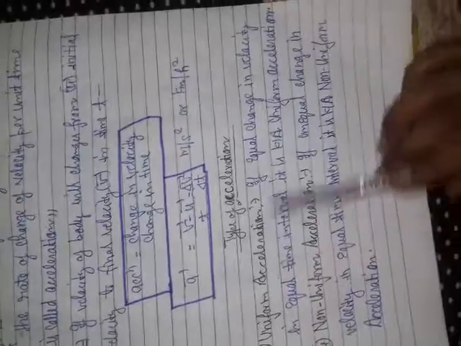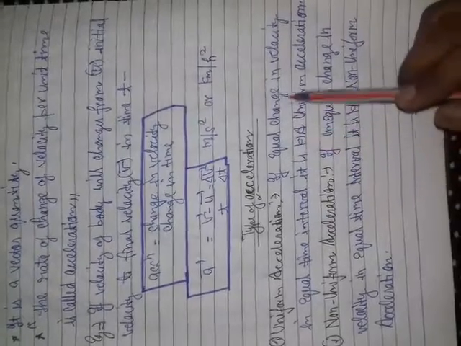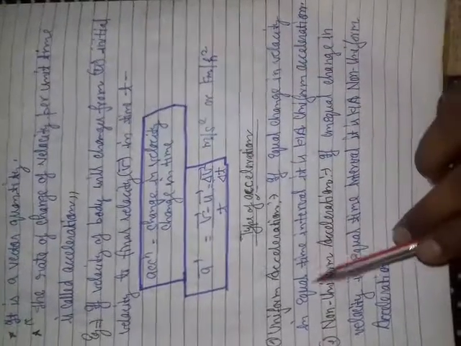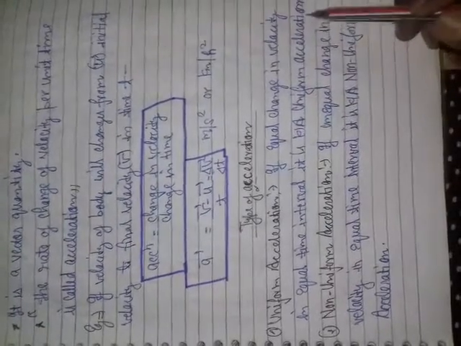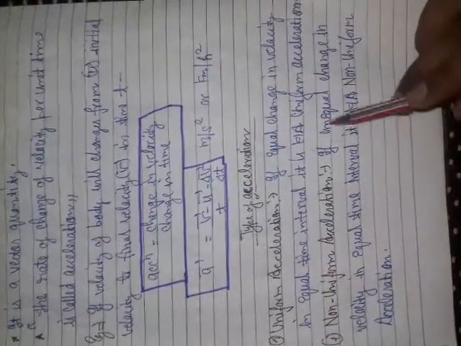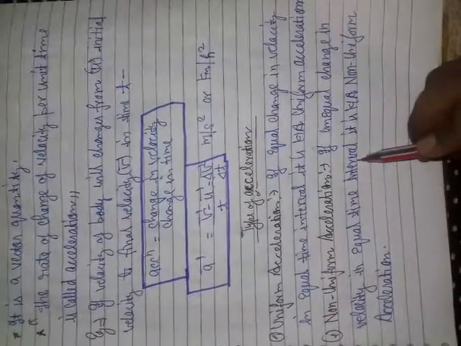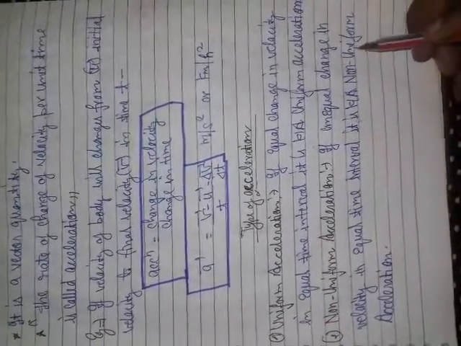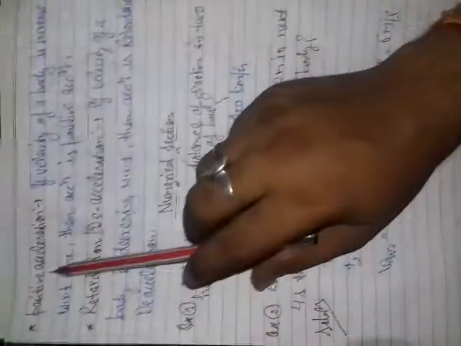For uniform acceleration, if there is an equal change in velocity in equal time intervals, it is known as uniform acceleration. For non-uniform acceleration, if there is an unequal change in velocity in equal time intervals, it is called non-uniform acceleration. We are now talking about positive acceleration.